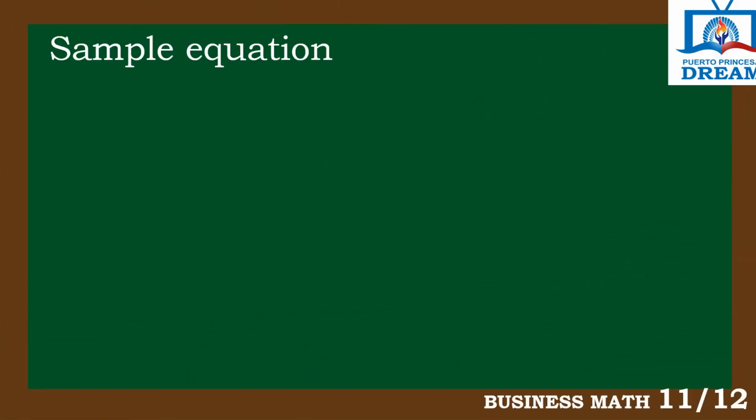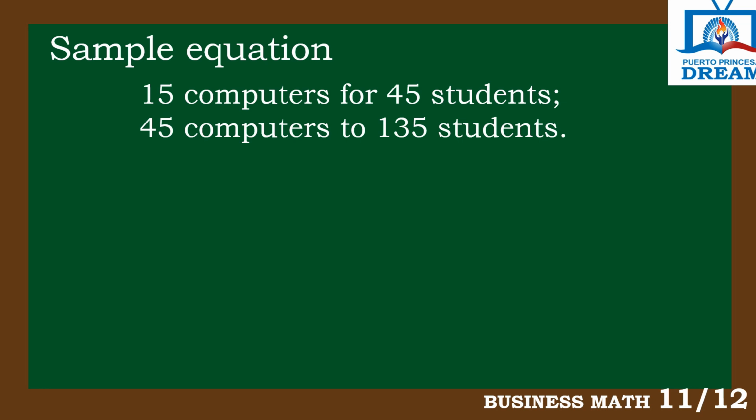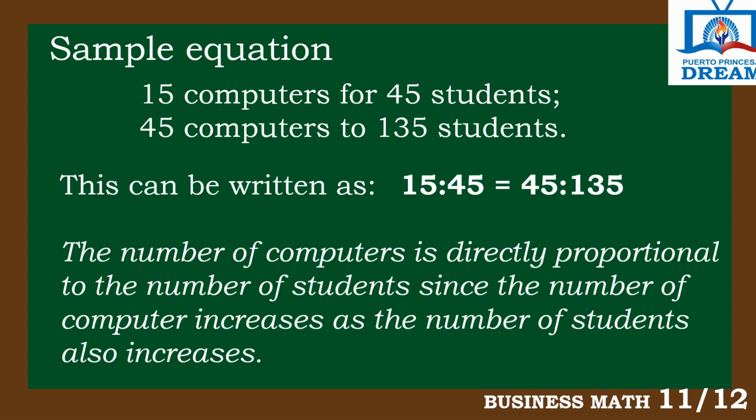We have the sample equation. 15 computers for 45 students, 45 computers to 135 students. This can be written as 15 is to 45 is equal to 45 is to 135. The number of computers is directly proportional to the number of students, since the number of computers increases as the number of students also increases.